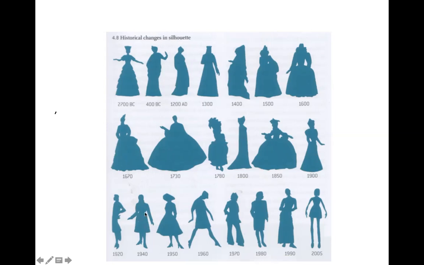1940, the war. Fabric was very scarce during the war. Women weren't allowed to buy 10 meters of fabric to make an amazing evening dress. So things became very short, little knee-length dresses with a waist, and very practical because most women, as I said, were out working.